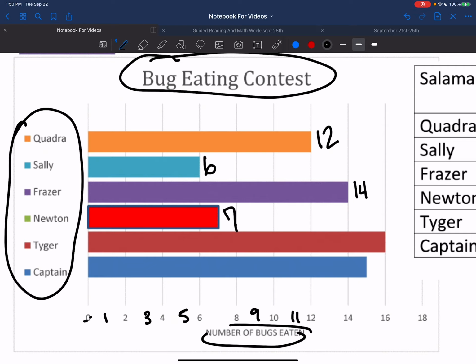Now we have Tiger. Tiger has eaten 16. And Captain is again between 14 and 16. So what number comes next after 14 when we're counting by 1s? 14, 15, 16. And that's it. You have labeled your data. It is easier to interpret when you go to answer a bar graph question.